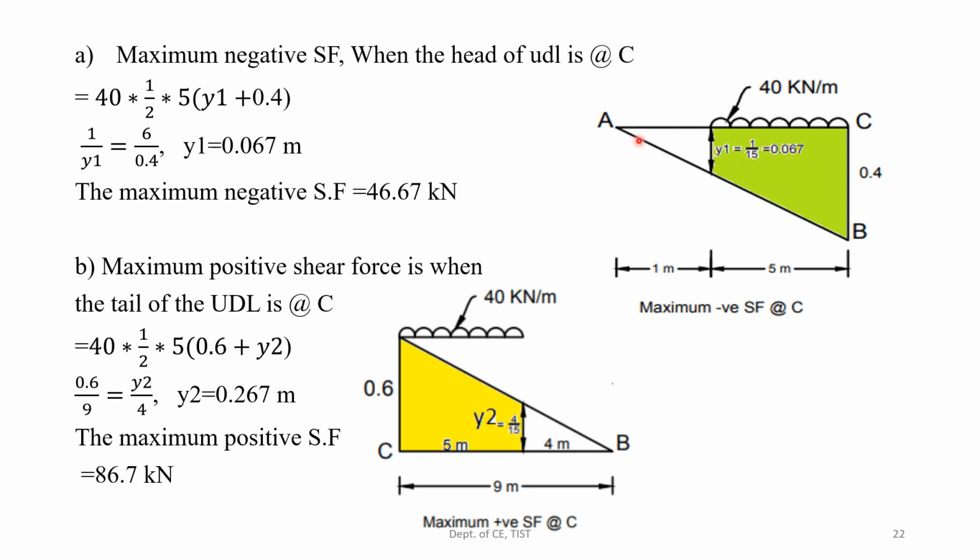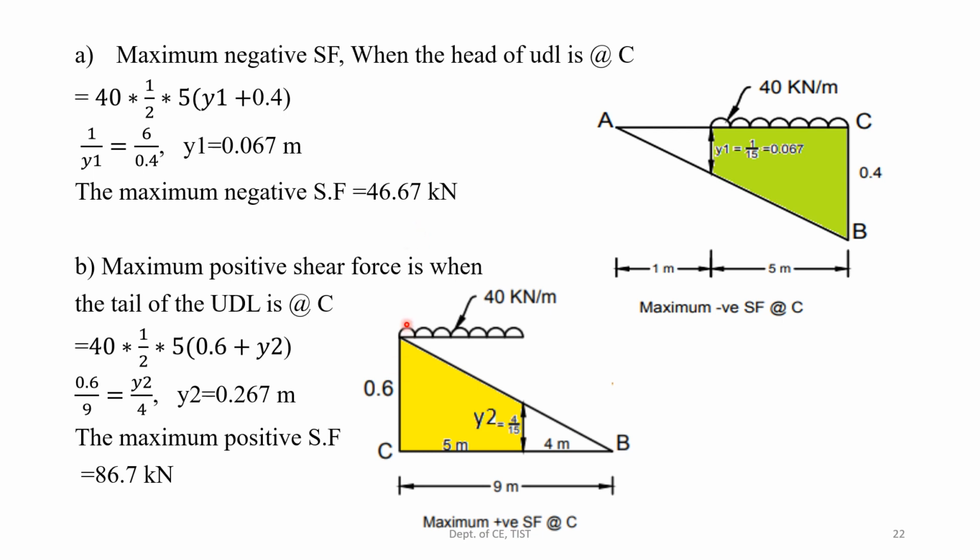This length is 1 meter, the total length of the UDL is 5 meter, so the remaining 1 meter is here. So 1 divided by y1 is equal to 6 divided by 0.4. From that, y1 is equal to 0.067 meter. So the maximum negative shear force is equal to intensity of load into area of that trapezium, and that's equal to 46.67 kilonewton.